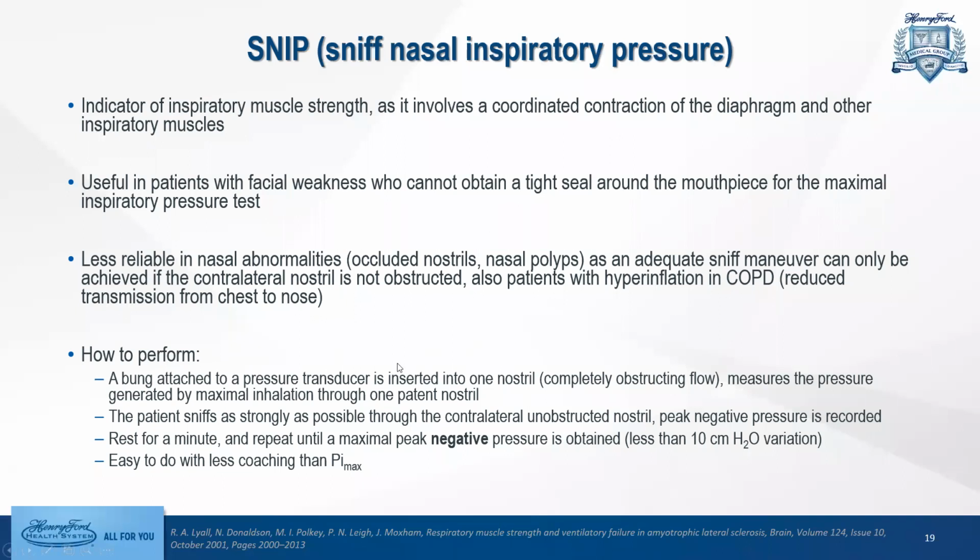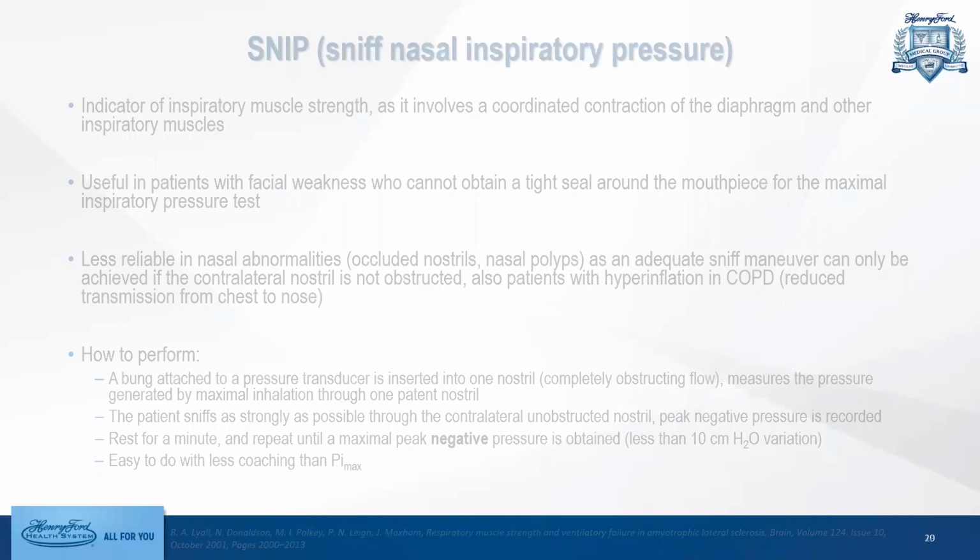So how do you perform the SNIP maneuver? A small plug is attached to a pressure transducer. You put it in one nostril, completely obstructing the flow. You ask the patient to sniff as strongly as possible through the contralateral unobstructed nostril, and the peak negative pressure is recorded. You rest them for a minute and you repeat until a maximal peak pressure is obtained. It's easier to do than MIP, with less coaching. You don't have to demonstrate the maneuver to the patient over and over again.